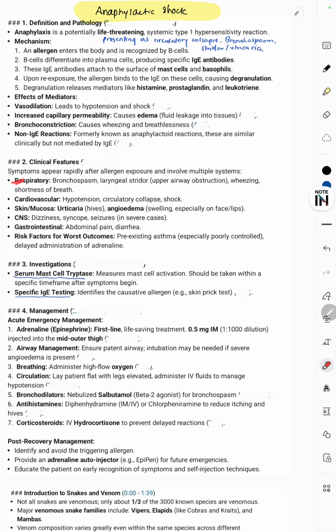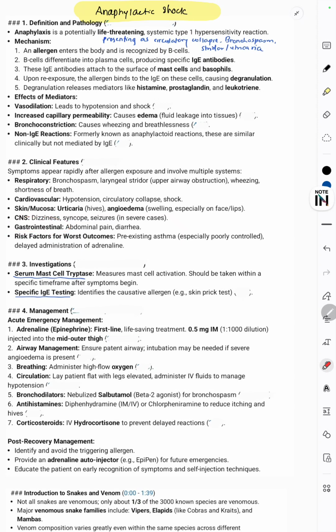Clinical features. In the respiratory system, it will lead to bronchospasm, laryngospasm leading to stridor, and wheezing. Then cardiovascular: hypotension, shock, circulatory collapse. In the CNS, it will lead to dizziness and syncope. In the skin and mucosa, there is urticaria, that is hives, and apart from that, angioedema, that is swelling, especially on the face and lips.